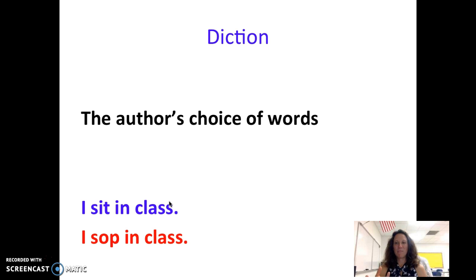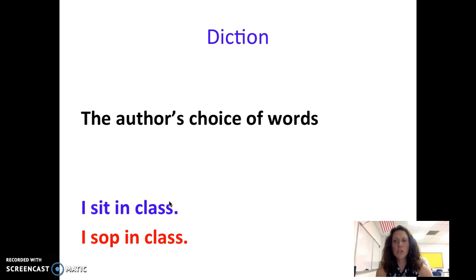So maybe today you are sopping in class, right? And that might mean that it's hot in the classroom. It might mean that you can barely move, like you're full of liquid, you're just there. Like a sponge. You're like a sponge in the class. So you see there's a really big difference between saying you sit in class today and you sop in class today.